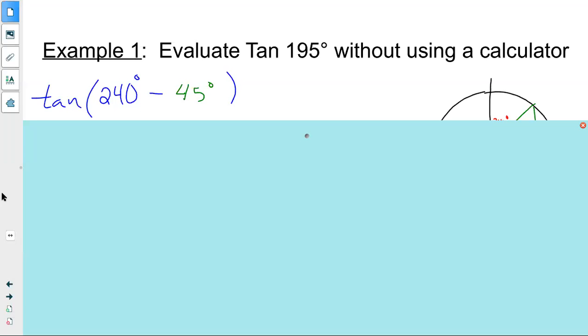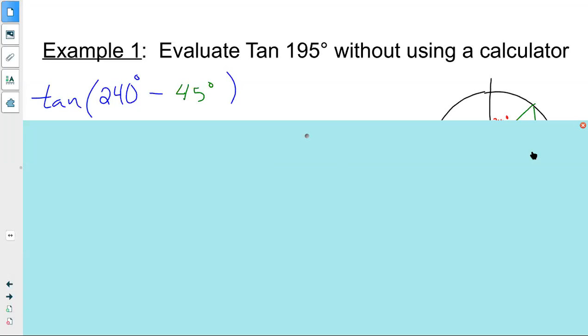So in this case, I added 40 degrees to 195 and discovered that 240 minus 45 is 195. 240 is also a multiple of a special angle, multiple of both 30 and 60 degrees. So this is going to work out for us. So at this point here, we need to know what the tangent of 240 degrees is and the tangent of 45. And again, this is without a calculator.